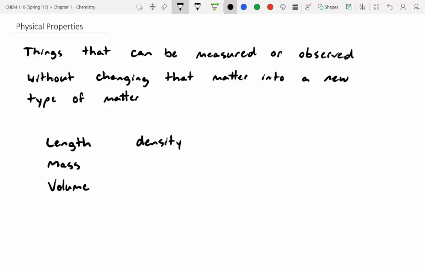Temperature. Do scientists like to measure things in Fahrenheit? No. We're kind of oddballs.